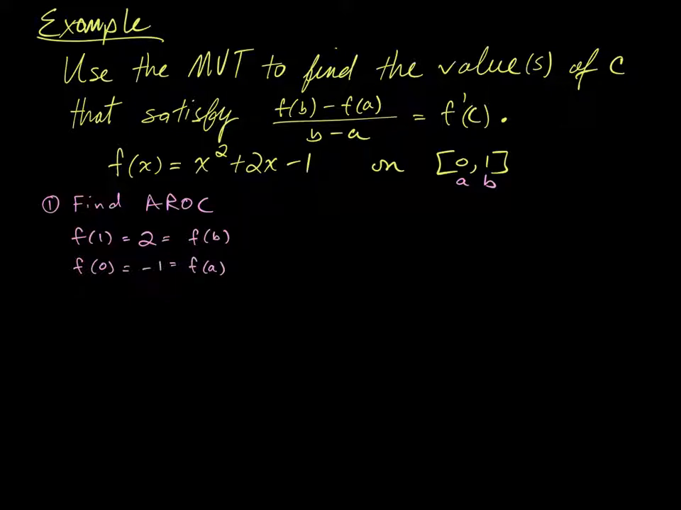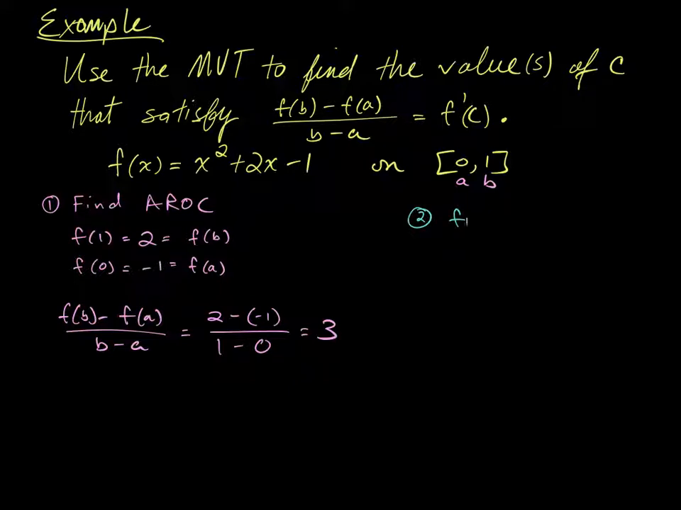So then we can just substitute these numbers into the formula. So we would have f of b minus f of a all over b minus a. So we have f of b is 2 minus f of a is -1 all over b is 1 and a is 0. So it looks like here we need 3. The average rate of change is 3. So the second step here is to find the derivative.